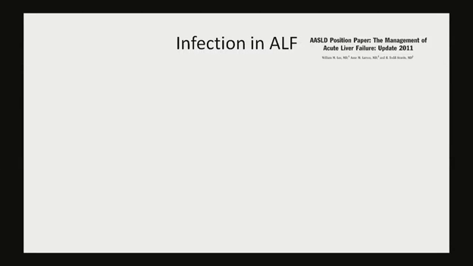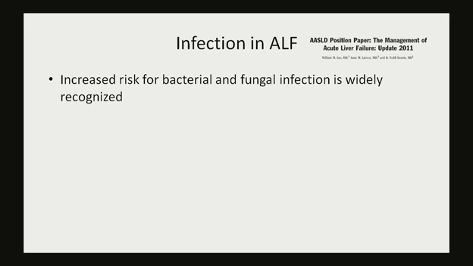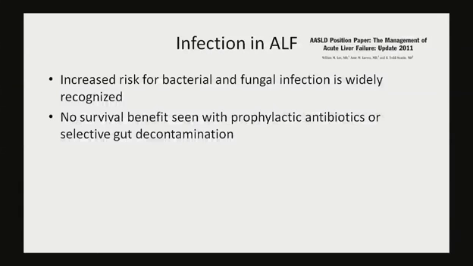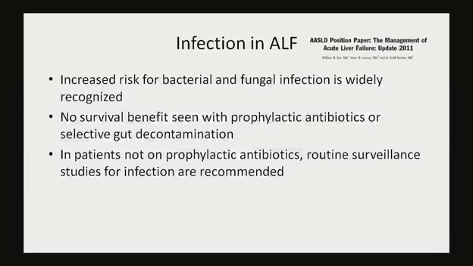Let's move to infection and acute liver failure. These patients are at increased risk for bacterial and fungal infections. There's no survival benefit with prophylactic antibiotics or selective gut decontamination, but the message here is use antibiotics early if you think sepsis is present. And there is a move to treating these patients with probiotics. This changes the biome, and rifaximin may also decrease infections in acute liver failure patients. Low threshold use rifaximin if there's hepatic encephalopathy.